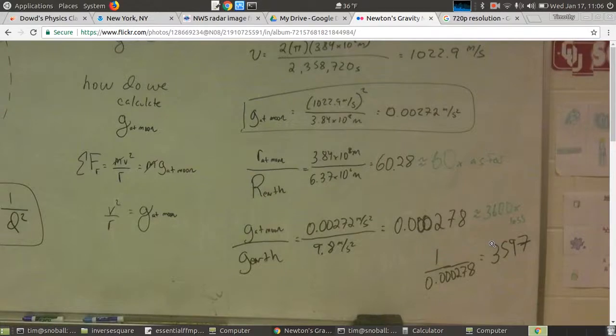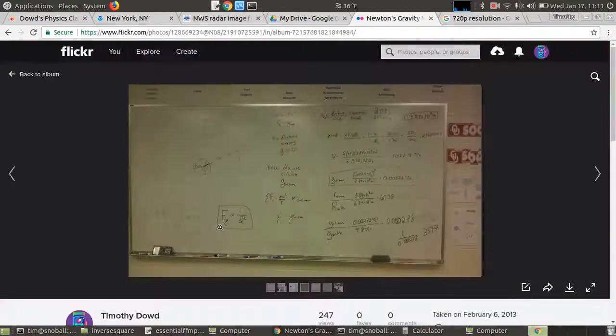So you got 60 times farther away. Gravity decreased by 3,600. So that was how Isaac Newton showed that gravity decreased just like light does according to the inverse square law. He had to measure something far from the Earth and something close to the Earth. He compared their accelerations of gravity.